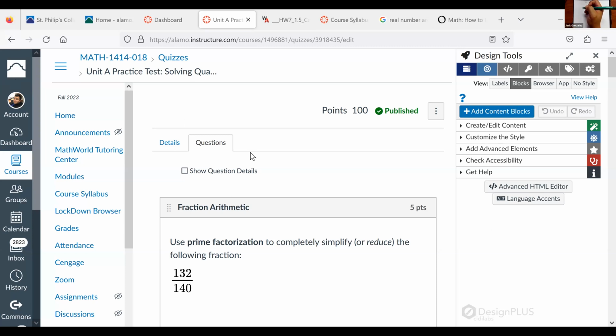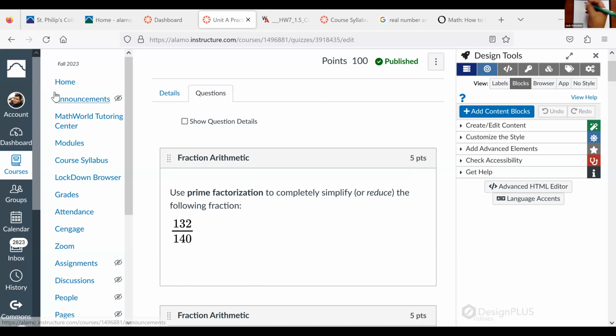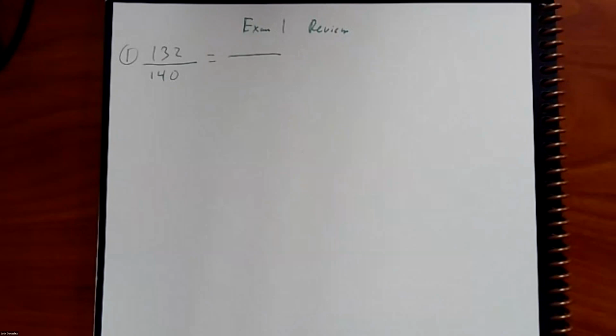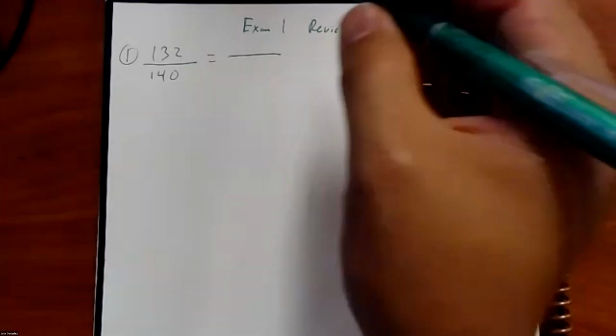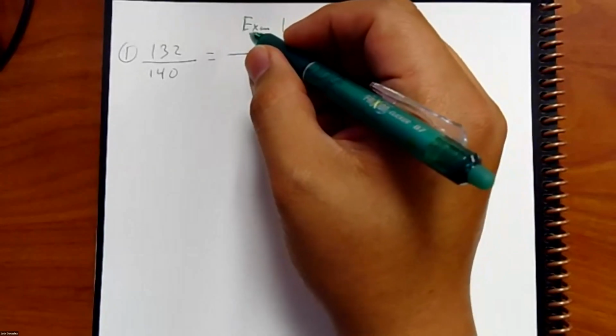Number one, use prime factorization to reduce. So I want you to break it down completely into prime numbers and then cancel your terms. So 132, they're both even, so we could do that. Half of 132, what is that going to be? Let me switch back over. 66, right? Let me double check.